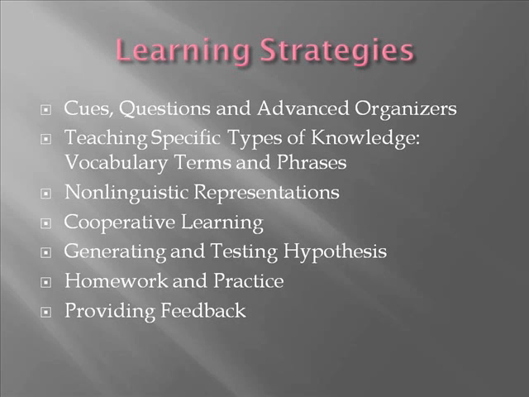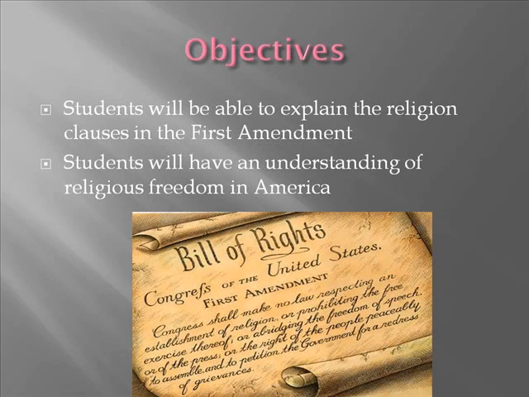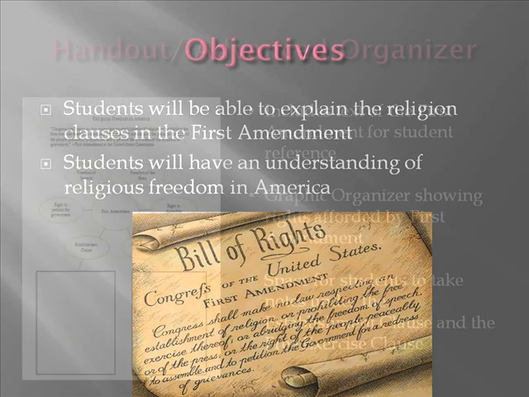The learning strategies I will use in this lesson are cues, questions, and advanced organizers, vocabulary terms and phrases, non-linguistic representations, cooperative learning, generating and testing hypotheses, homework and guided practice, and providing feedback. This lesson has two learning objectives. After this lesson, students will be able to explain the religion clauses of the First Amendment, and students will have an understanding of religious freedom in America.